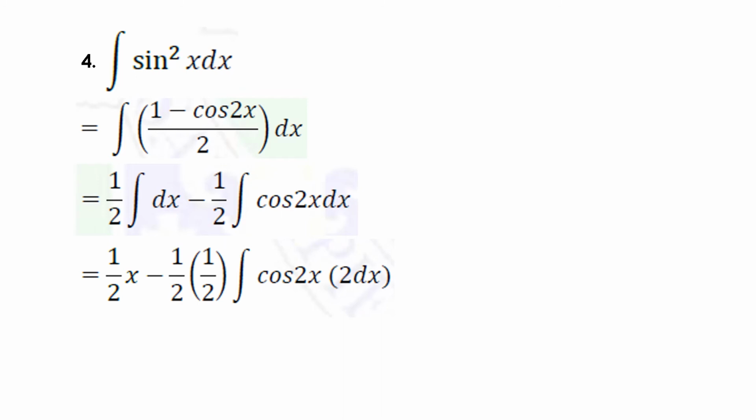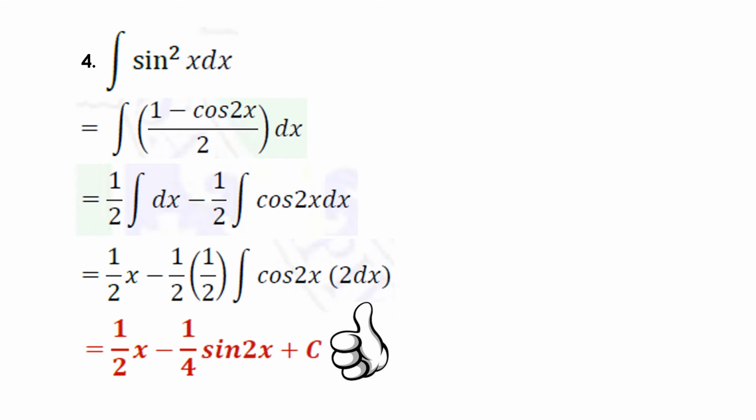So now here we could proceed just by applying the trigonometric formula for the integral of cosine. We get a final answer of 1/2 x minus 1/4. The integral of cosine 2x is sine 2x. That is why the second term is negative 1/4 sine 2x plus the arbitrary constant.